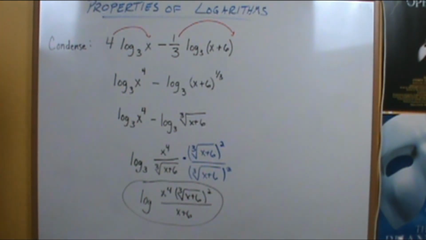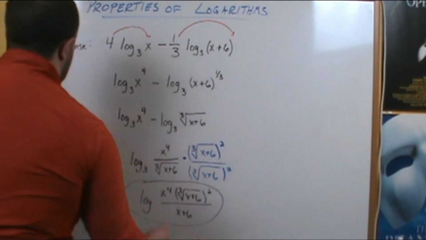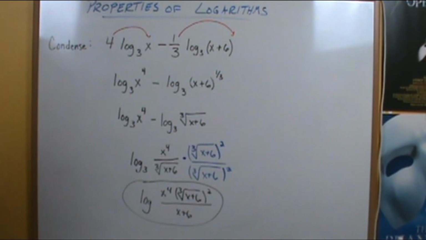Okay, so those are the basics of these logarithmic properties. There's 3 of them that you need to know: the product, quotient, and power property. Use them as best you see fit. And that's pretty much it for this video.